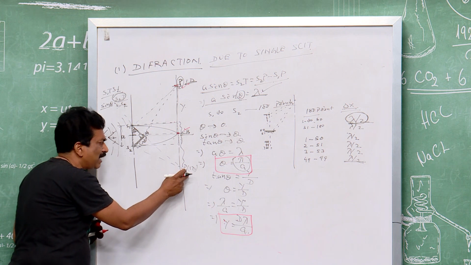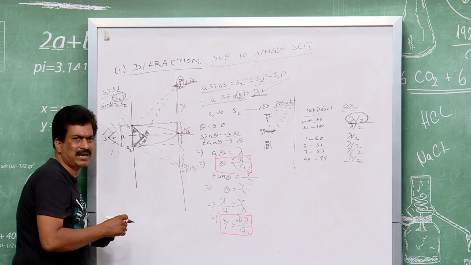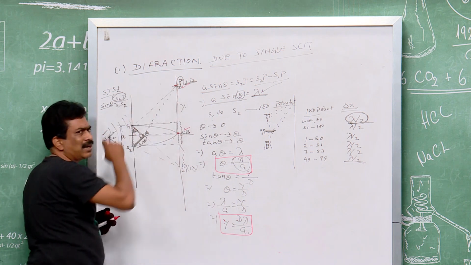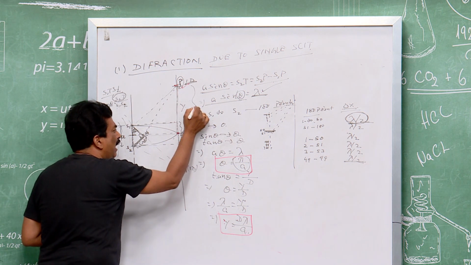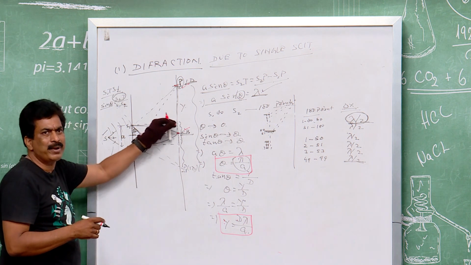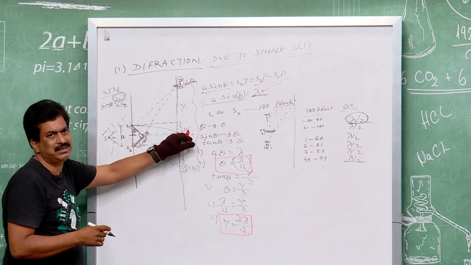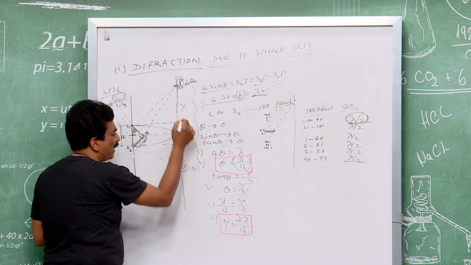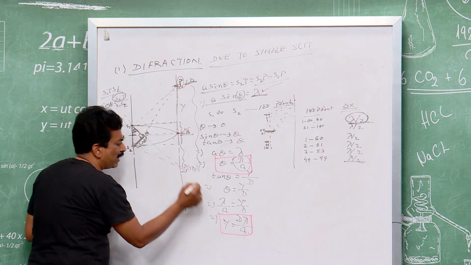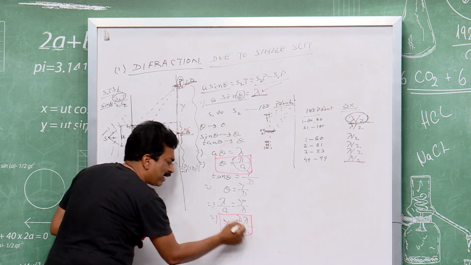This is the first dark point, below the central bright. This is the first dark point, above the central bright. This total distance will be the width of the central bright. From this to this, y is equal to capital D lambda by a. For the next one, that is also capital D lambda by a.